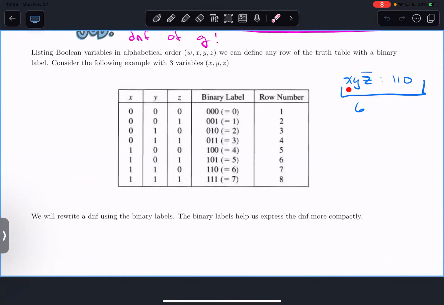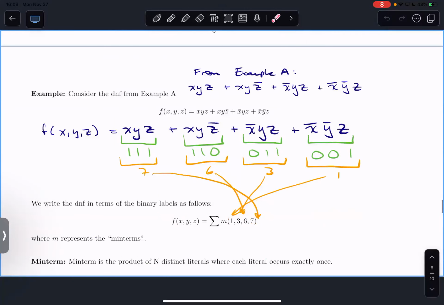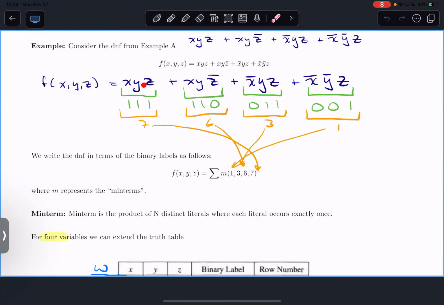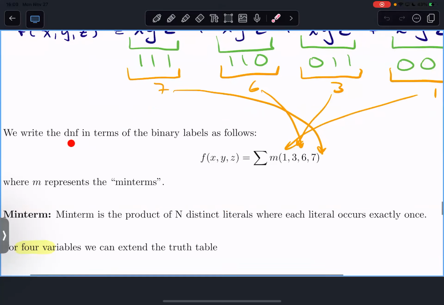If we have something like xy, the complement of z, I can say x is on, y is on, z is off: 1, 1, 0. Looks familiar, right? And now I can assign it to some label 6. So we're going to convert each of these into a binary label, and then a regular label. And so the DNF, the disjunctive normal form, which you will have to do on the final exam.